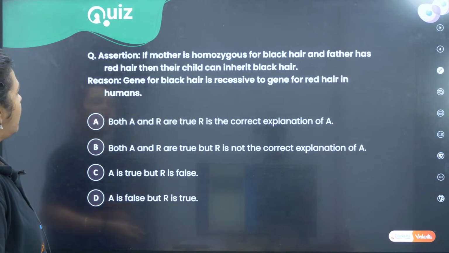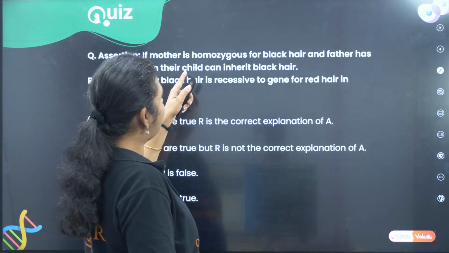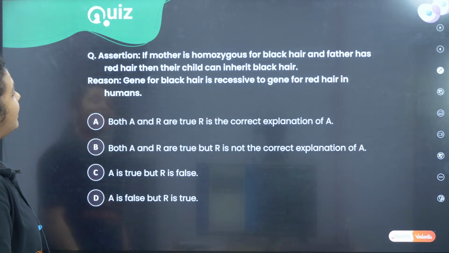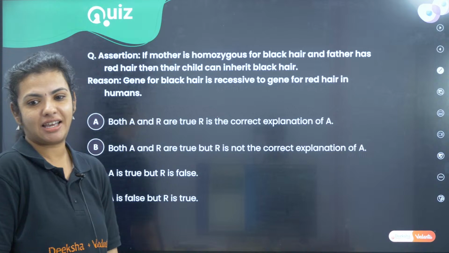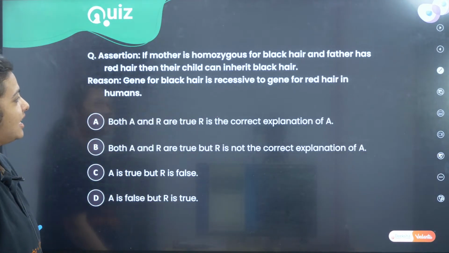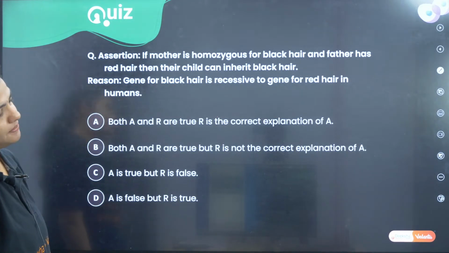Okay, one more assertion. So many assertions today. If mother is homozygous for black hair and father has red hair, then their child can inherit black hair. Reason says the gene for black hair is recessive to gene for red hair in humans.